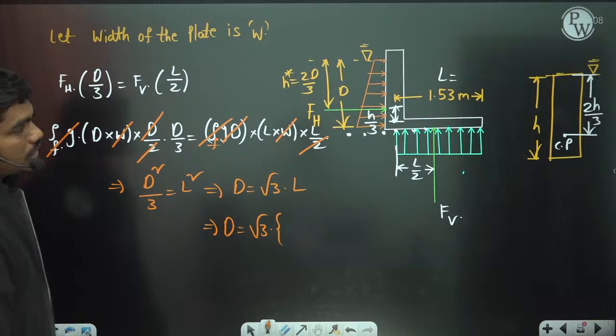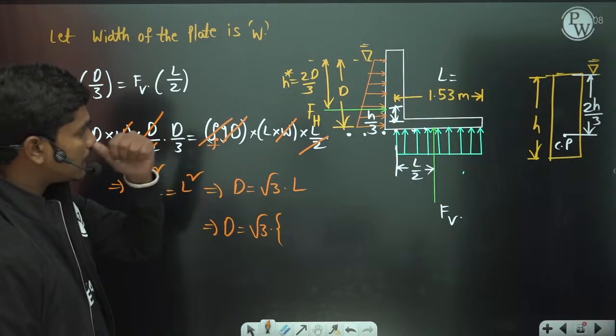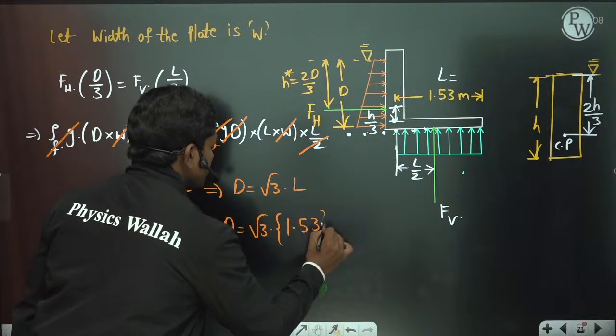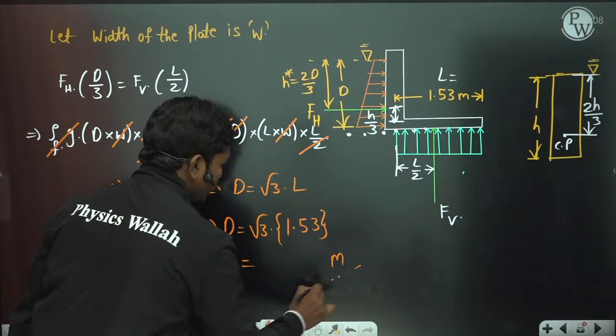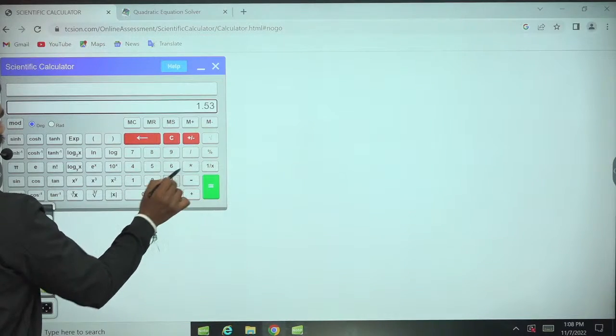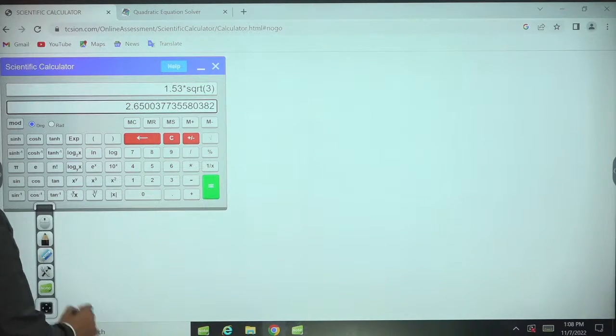So what is this length actually here? So square root of 3 into length. Length is how much? 1.53 is given. So this many meters. So let us simplify this. Square root of 3, 1.53 into square root of 3. Okay, 2.65.